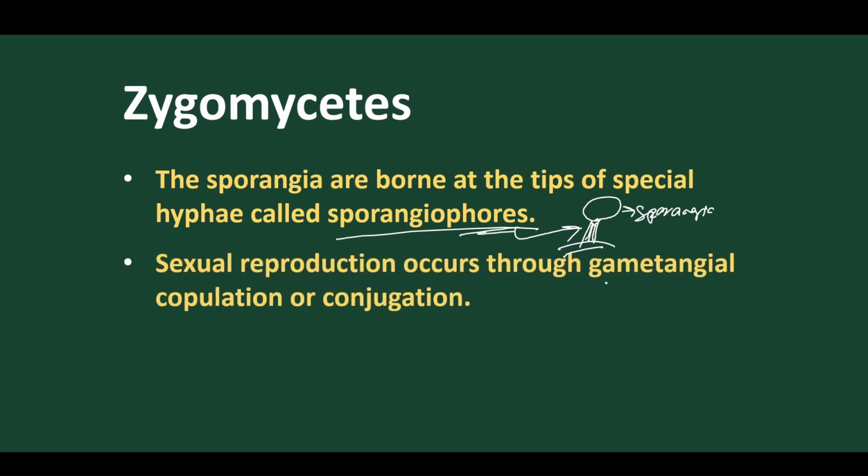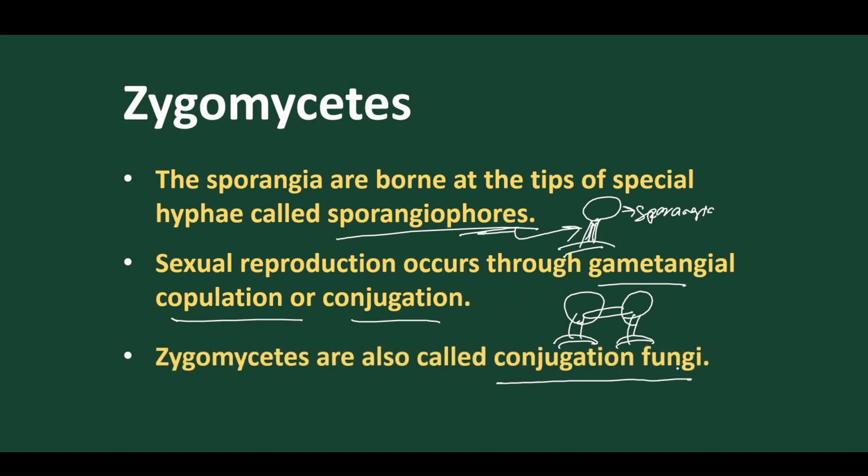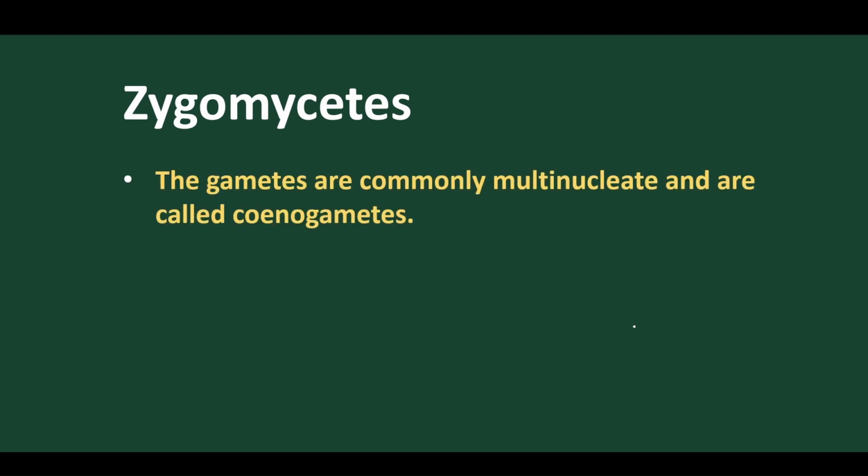Sexual reproduction occurs by gametangial contact, copulation or conjugation. It normally takes place by a conjugation tube. With the help of conjugation, the sexual reproduction takes place. So, as the sexual reproduction is with the help of a conjugation tube, this type of Zygomycetes is otherwise called conjugation fungi, because the mode of sexual reproduction is by means of gametangial copulation, or conjugation.